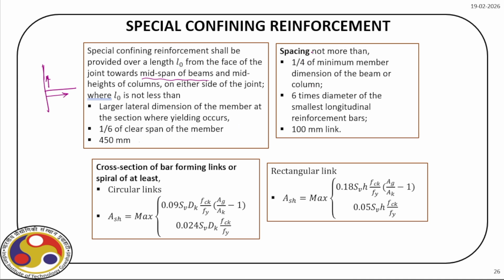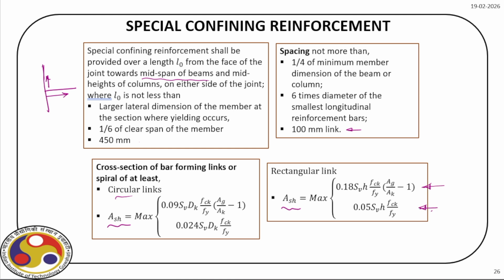Okay. Then the spacing should not be more than 1/4 of the minimum member dimension of the beam or column, 6 times the diameter of the smallest longitudinal reinforcement bar, or 100 millimeter. Now the cross section of the bar forming links or spiral, at least circular links, and the area of the bar is given as AS. So a rectangular link will have AS as per this.